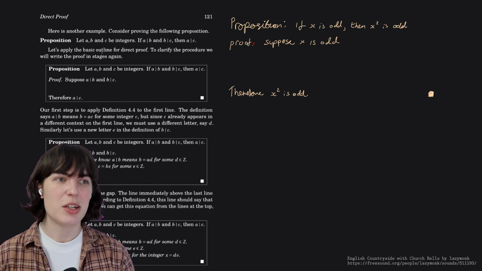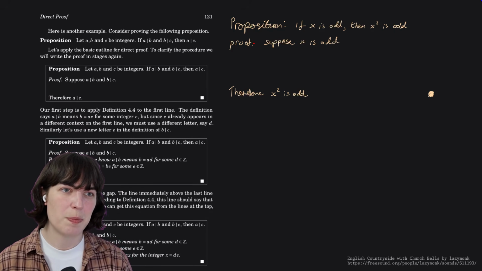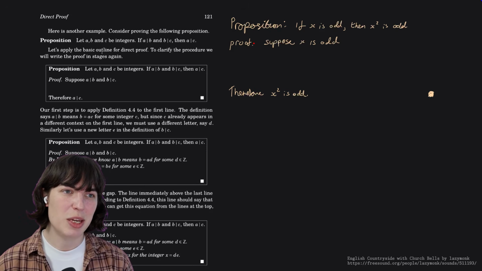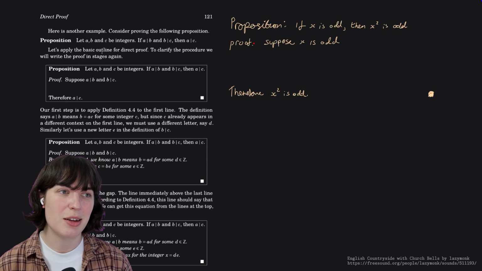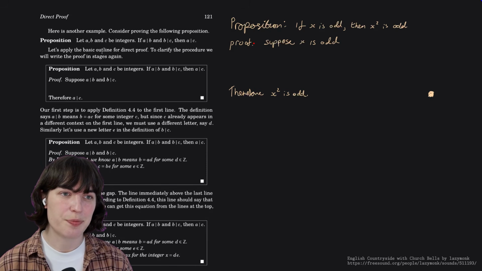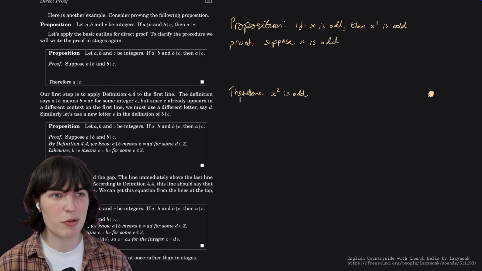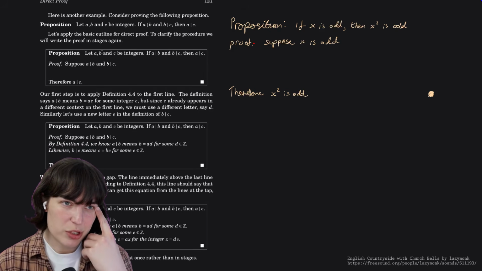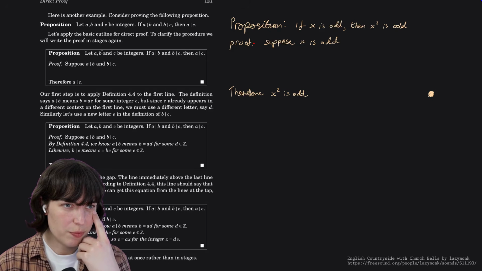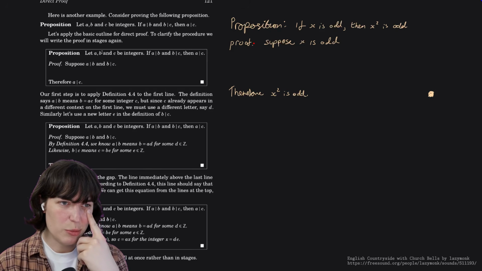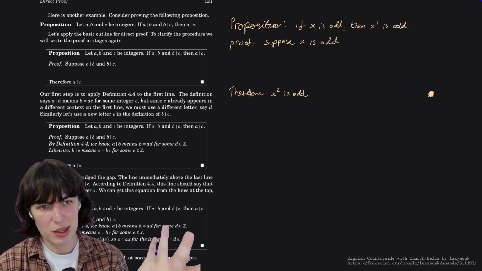Here's another example. Consider proving the following proposition. Let a, b, and c be integers. If a is divisible by b and b is divisible by c, then a is divisible by c. Let's apply the basic outline for a direct proof. To clarify the procedure, we'll write the proof in stages again. Let a, b, and c be integers. Suppose a is divisible by b and b is divisible by c. So that's the structure of the if-then statement.